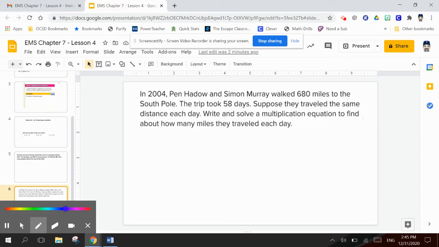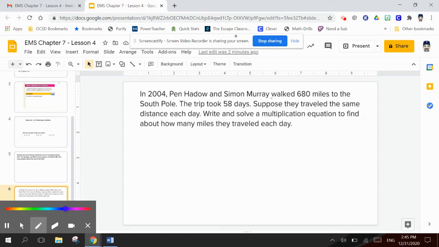In 2004, Pen Hadow and Simon Murray walked 680 miles to the South Pole. The trip took 58 days. Suppose they traveled the same distance each day. Write and solve a multiplication equation to find about how many miles they traveled each day.